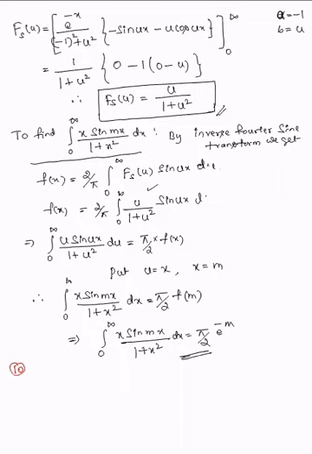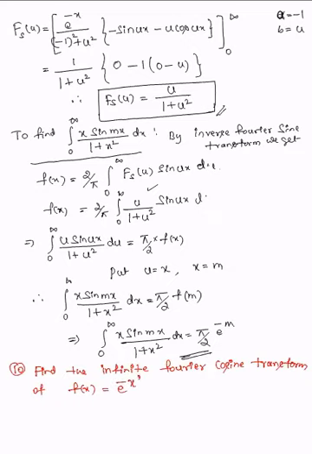Problem number 10: find the infinite Fourier cosine transform of f of x equals e power minus x square. So this is the problem here. We have to find the Fourier cosine transform for this.